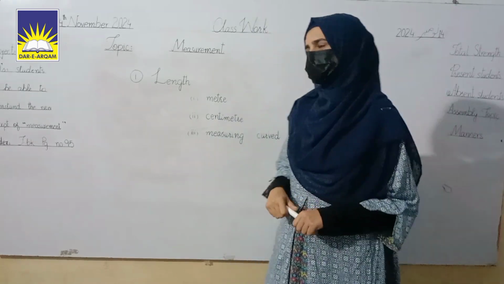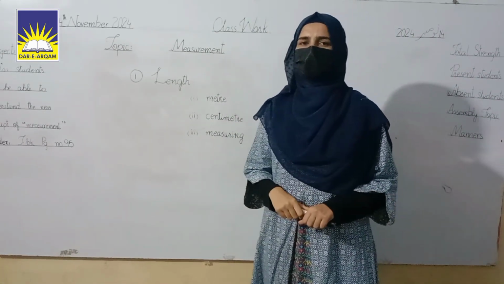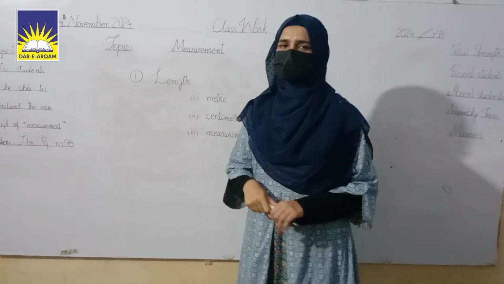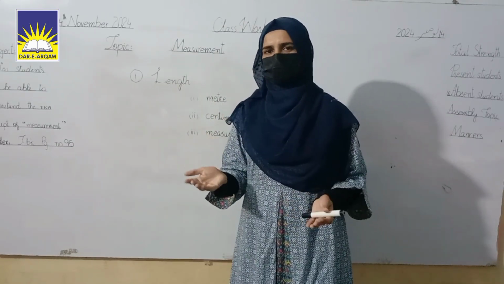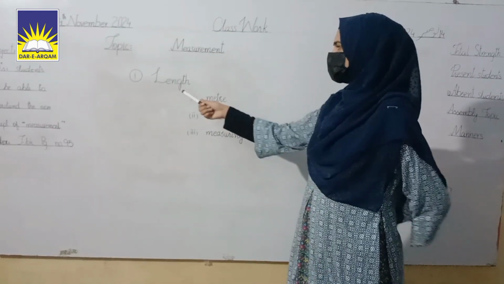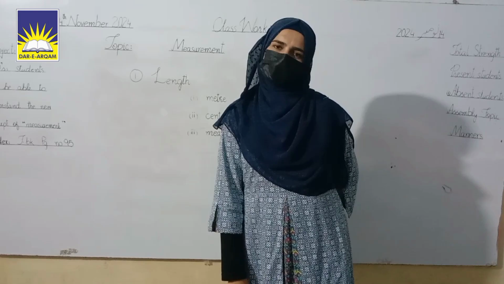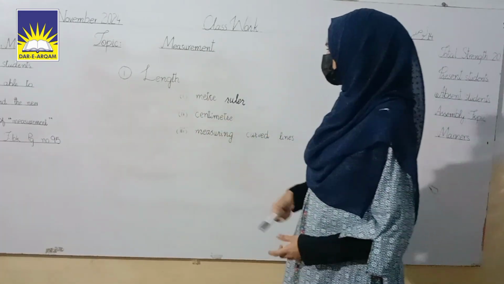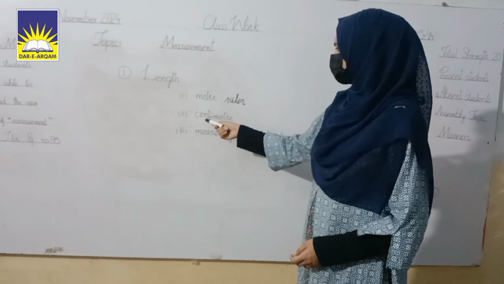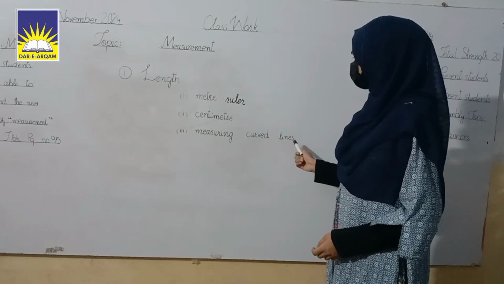Today is the time for the maths class and the topic is measurement. There are many domains in the measurement, for example, length, width, weight and mass of the different objects. But today we will discuss length, how to take length of different objects. There are different ways to measure length. For example, meter ruler, and then comes the centimeter ruler, and then measuring curved lines.